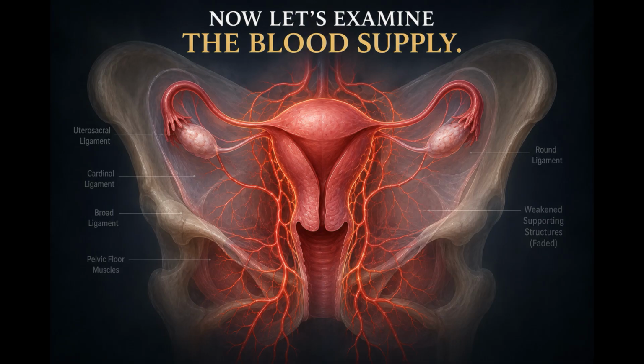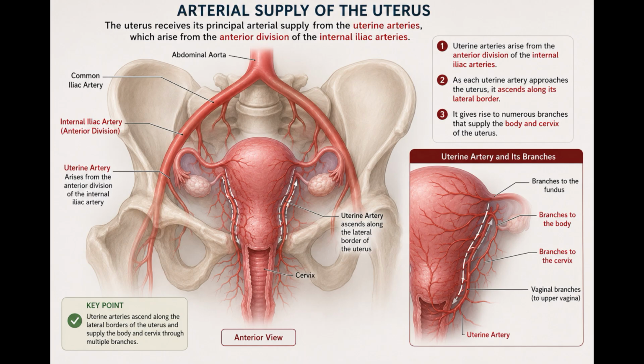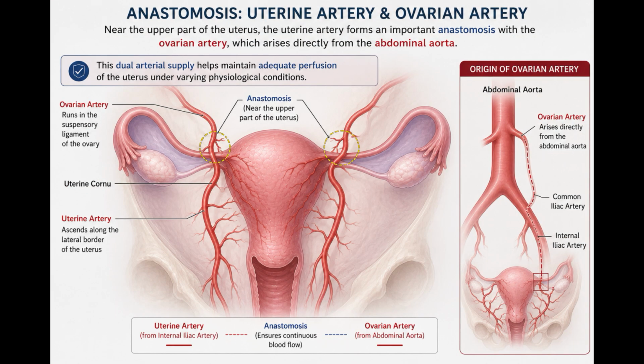Now let's examine the blood supply. The uterus receives its principal arterial supply from the uterine arteries, which arise from the anterior division of the internal iliac arteries. As each uterine artery approaches the uterus, it ascends along its lateral border, giving rise to numerous branches that supply the body and cervix. Near the upper part of the uterus, the uterine artery forms an important anastomosis with the ovarian artery, which arises directly from the abdominal aorta. This dual arterial supply helps maintain adequate perfusion of the uterus under varying physiological conditions.